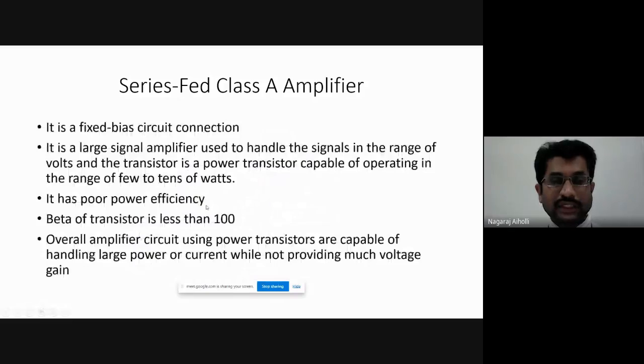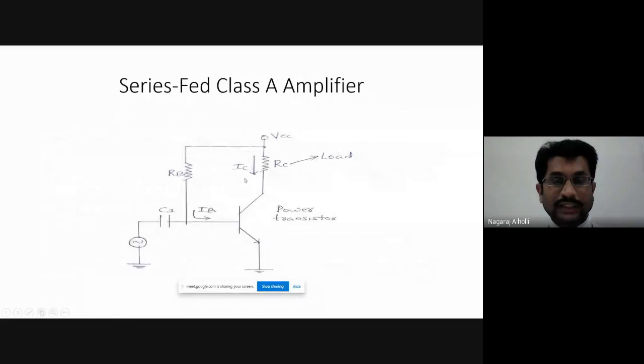But the power efficiency is less. If we compare the class A power amplifier with other power amplifier circuits, the efficiency is less. Comparatively the output power is less in the class A amplifier as compared to the power output in the other class amplifier circuits, and hence the power efficiency in the class A amplifier is less.